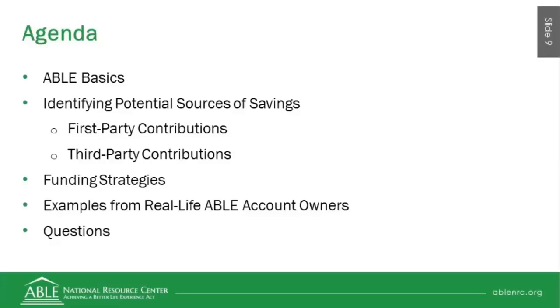So after we cover that, we're going to be talking about identifying potential sources of savings, first-party contributions, third-party contributions, and the ins and outs of all of that, and funding strategies. Then we'll be getting to, as I mentioned before, our examples from our real-life ABLE account owners. We'll be sharing some other resources and updates on upcoming events that you'll want to join us on with the ABLE National Resource Center, and opening for questions if we have time as well. So with that, let's go to the next slide.